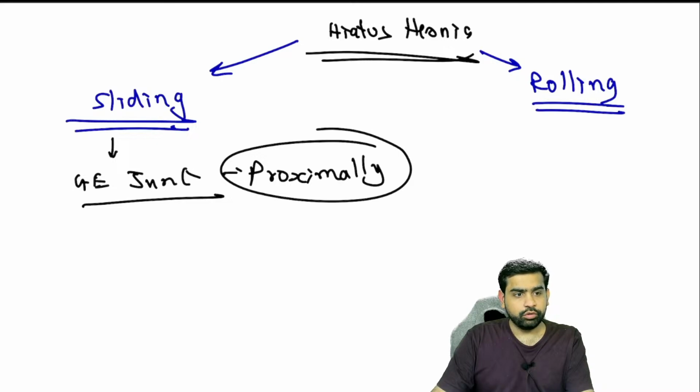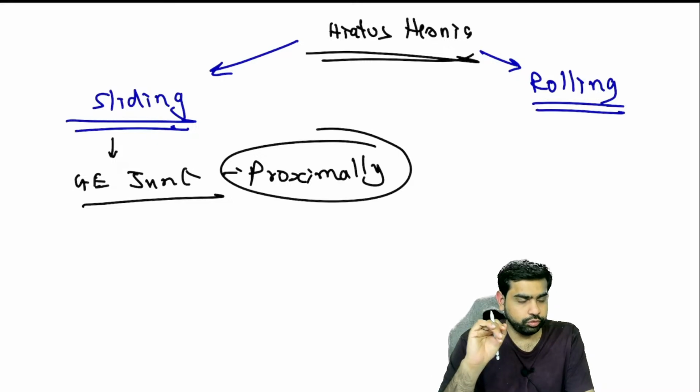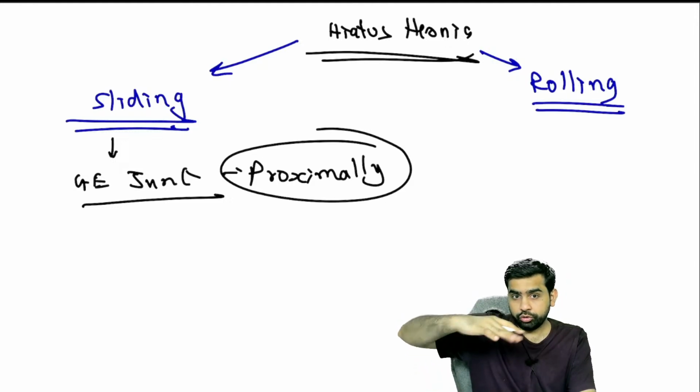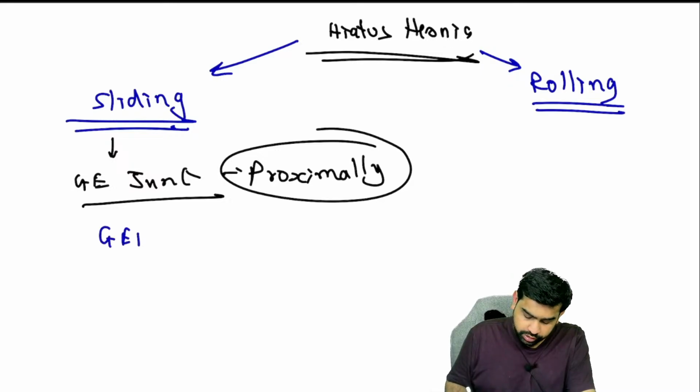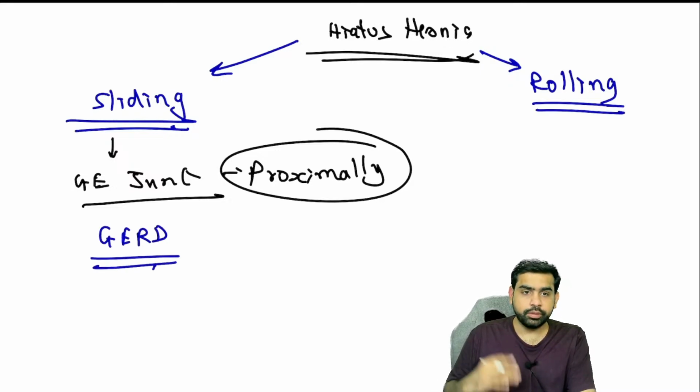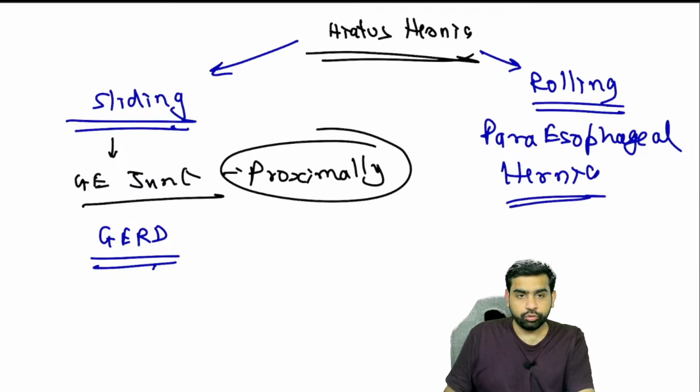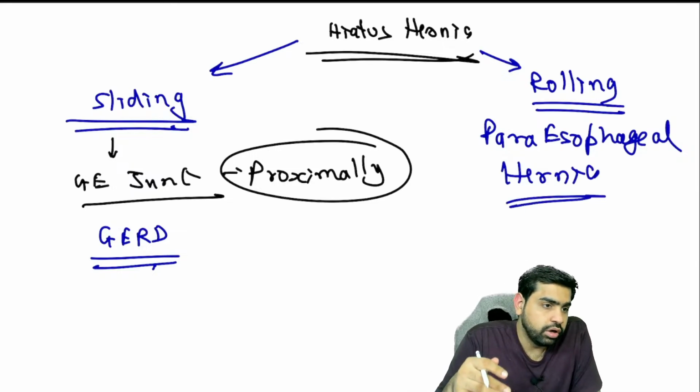Try to understand over here. I'll let you know what you need to understand. The intra-abdominal length of the esophagus is going to go down, and because of this, the patients are going to have a GERD. Now the rolling hiatus hernia is also called a paraesophageal hernia. Before I talk about this rolling hiatus hernia, let me address the doubt of Death Bhai.